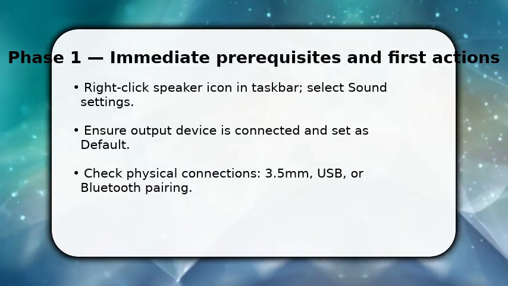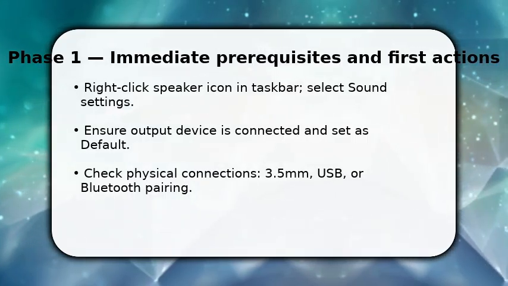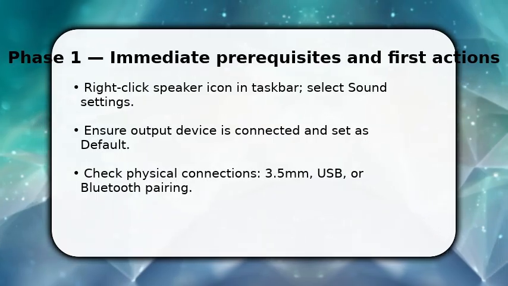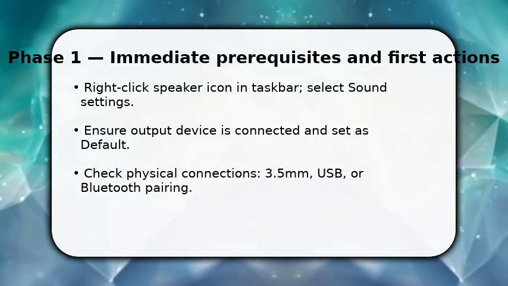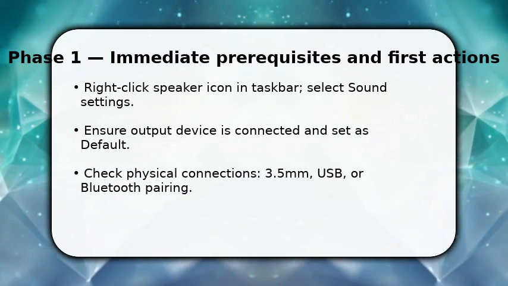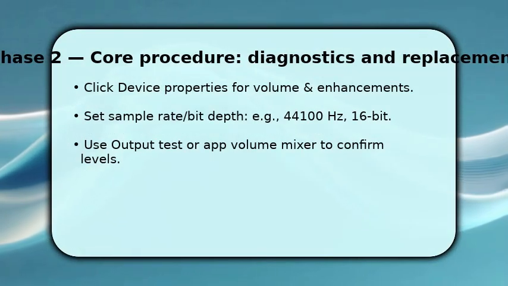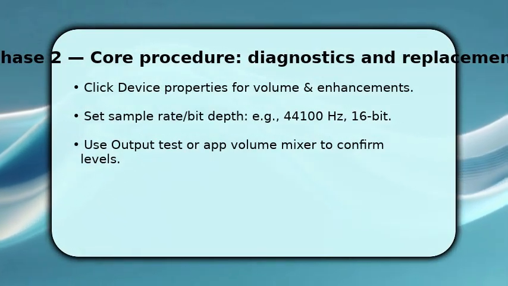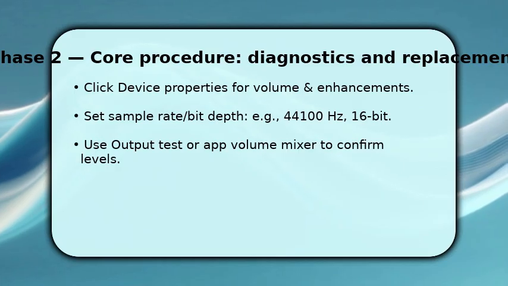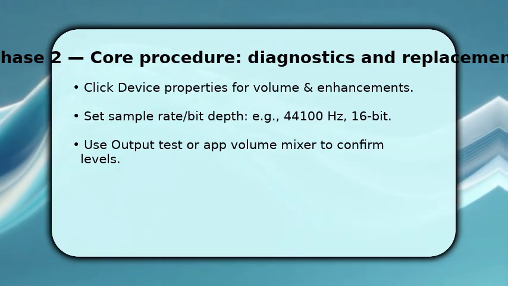If you have multiple devices, unpair or disconnect extras to avoid automatic switching. This reduces confusion and prevents apps from using the wrong device. Once you select the device, open Device Properties to control volume, balance, and enhancements. These affect sound quality and latency.